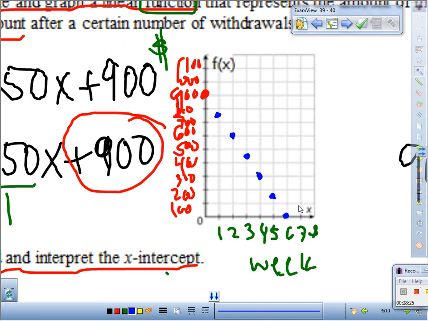Now, can I connect those dots or those points? No, because they're withdrawing every what? Every week. Are they withdrawing half the week? No. So it's every week. That's why I cannot connect these.